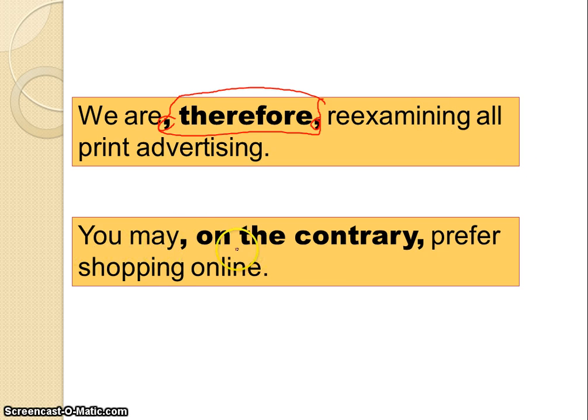Okay, you may, on the contrary, prefer shopping online. Well, I could totally ignore this part right here, and I might say you may prefer shopping online. So this is an interrupter. It's not necessary, but it's there for interest. So we separate it with commas.